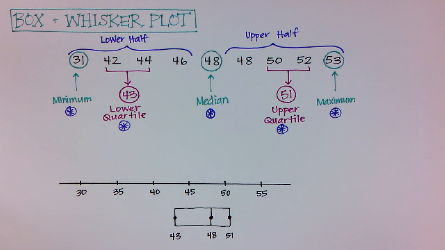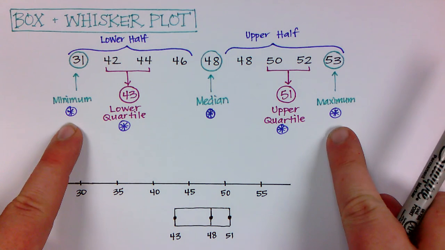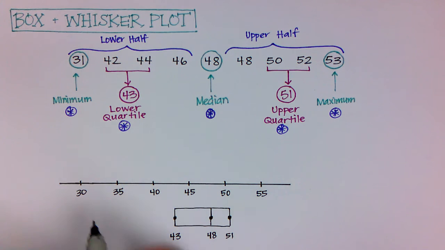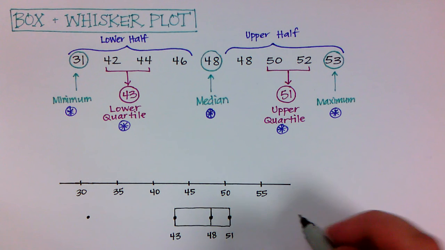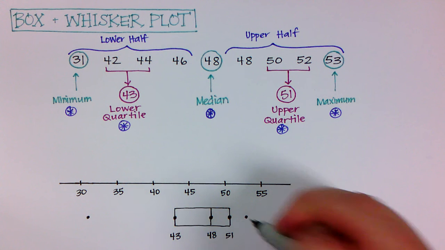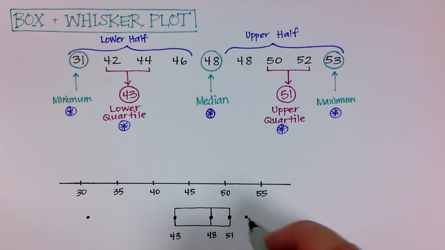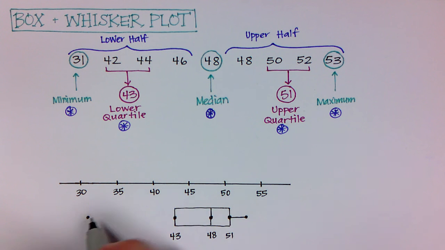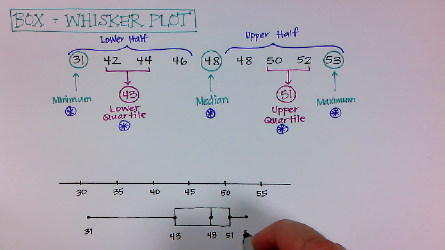Okay. And then I still have the minimum and the maximum that I need to draw points for. So the minimum was all the way at 31. The maximum was at 53. And now we connect these to make our whiskers. It's just a single line. So this was 31, I'm going to label it, and 53. And we are done. This is a box and whisker plot.